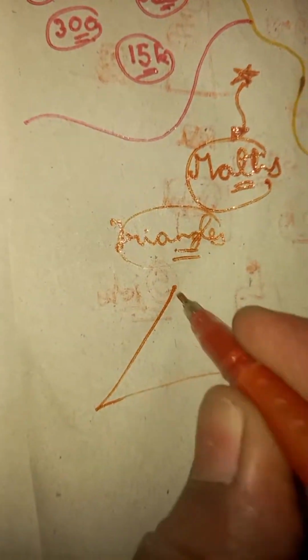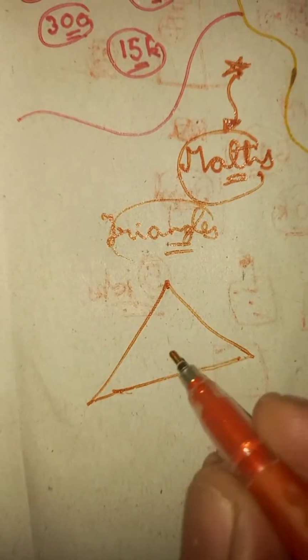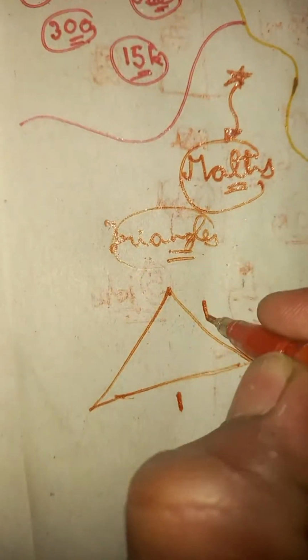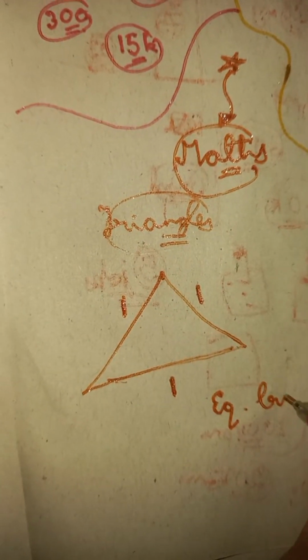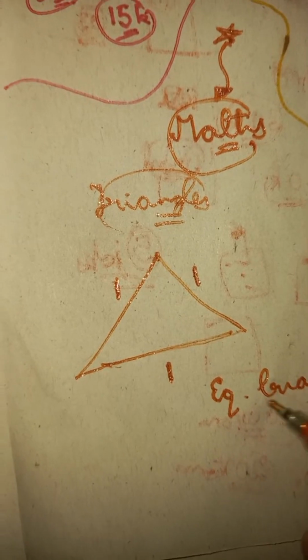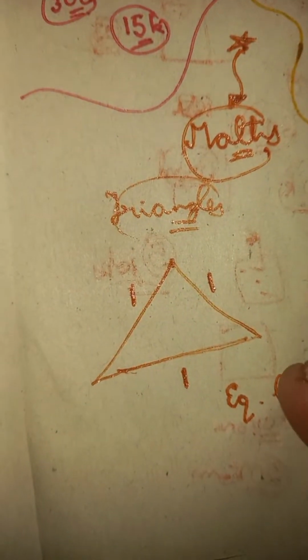First, if all three sides of a triangle are equal, then this triangle is known as an equilateral triangle. In an equilateral triangle, see, all sides are going to be equal. Here, all sides are equal to 1 unit, so it is known as an equilateral triangle.